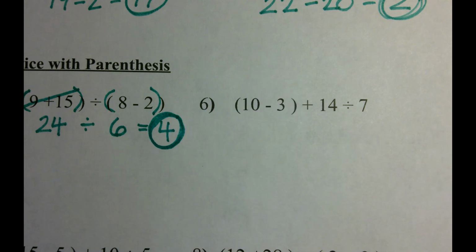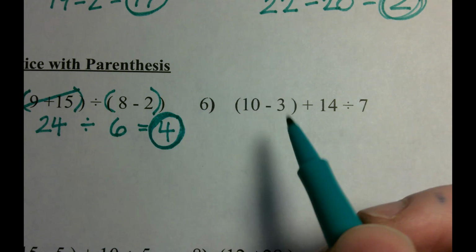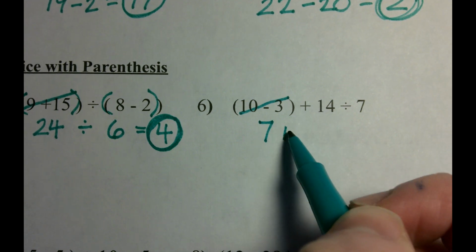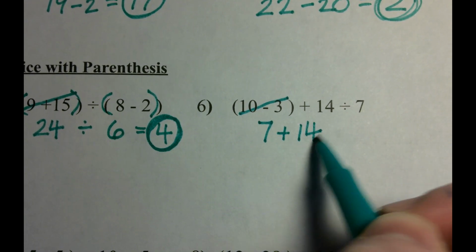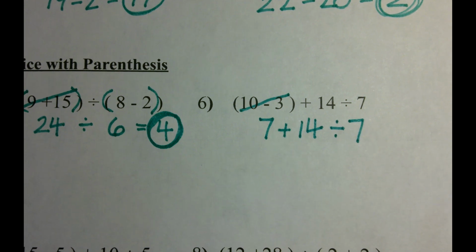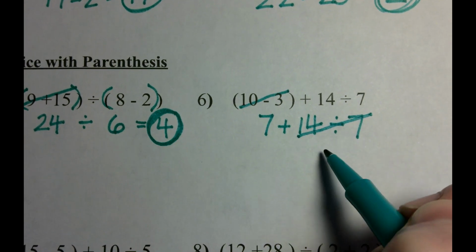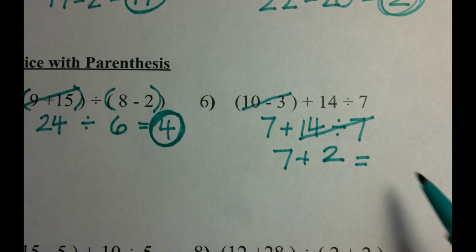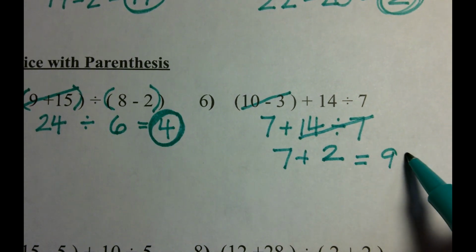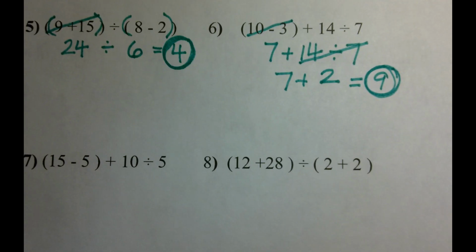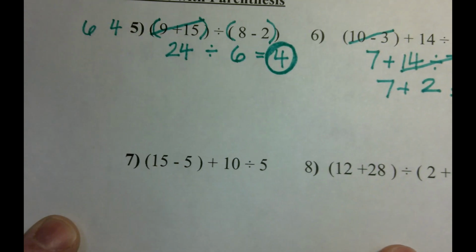What are we doing first? Parentheses. 10 minus 3? 7. Now let's bring it down. Plus 14 divided by 7. Now what do I do? You divide it. 14 divided by 7 is 2. Bring down 7 plus 2 is 9. Awesome, guys. That's so good. Any questions on 6? All right. Let's go to 7.